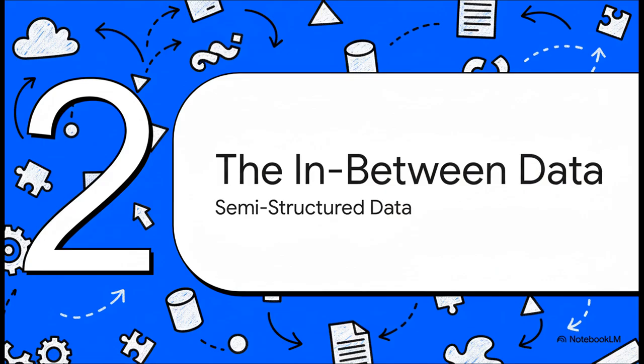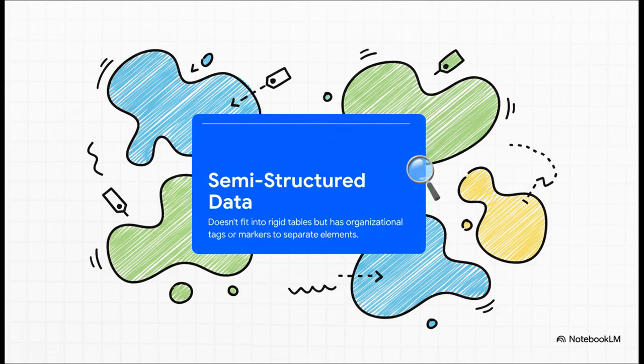Okay, so let's move on to the next piece of our puzzle. This one offers a whole lot more flexibility. You can think of it as the connector piece, the in-between data. So this is the middle ground. It doesn't live in those strict rows and columns, but it does use things like tags or markers to give itself some kind of shape, some hierarchy. It's got some rules, but it can also bend and adapt.